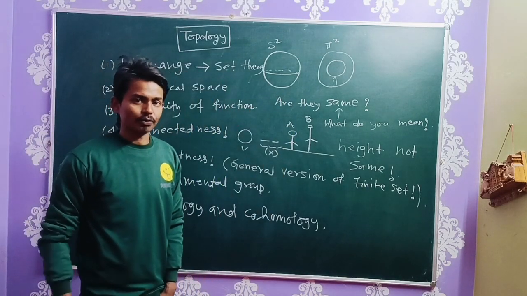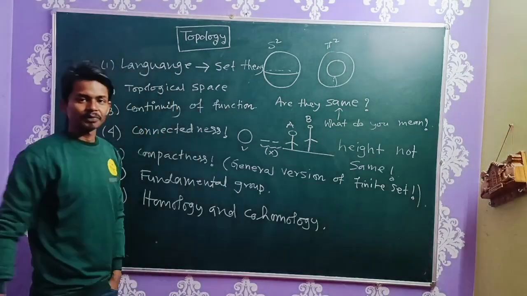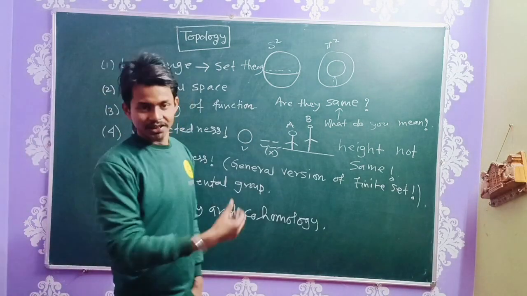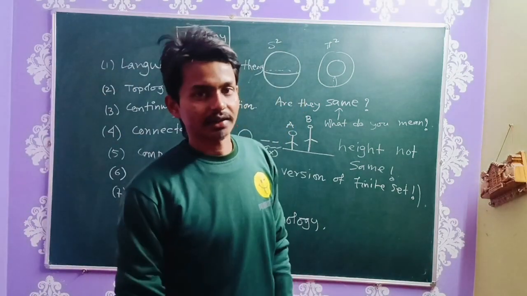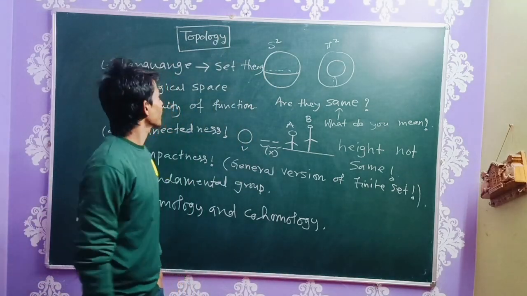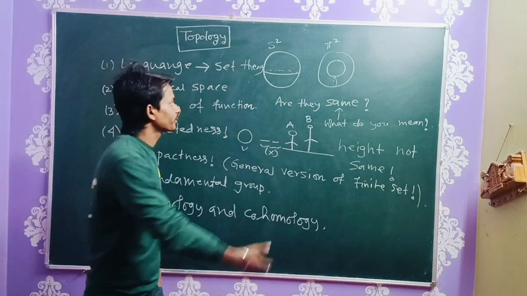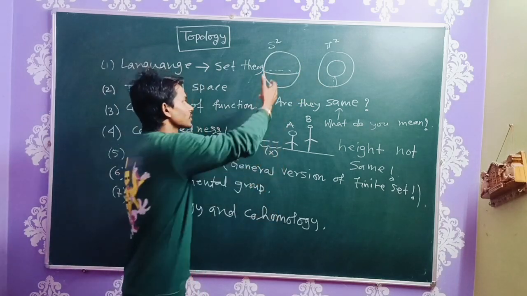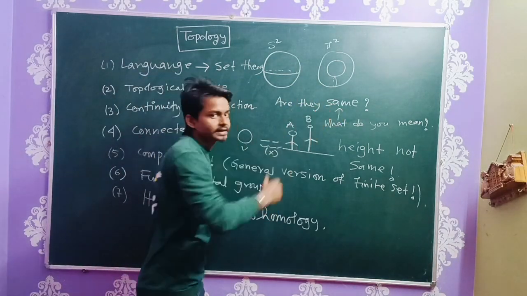One by one, we have to define all these things. We need a full course. So let's see it, then you can understand. So what did we do? What is topological space? The best question: take a sphere and a donut, then ask, are they same? The question is, in what sense are they same?